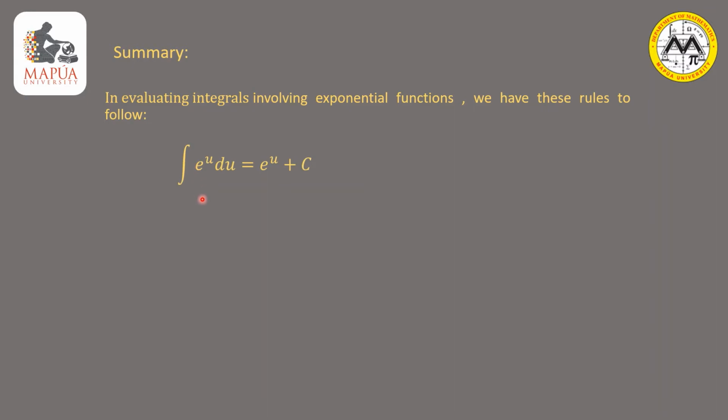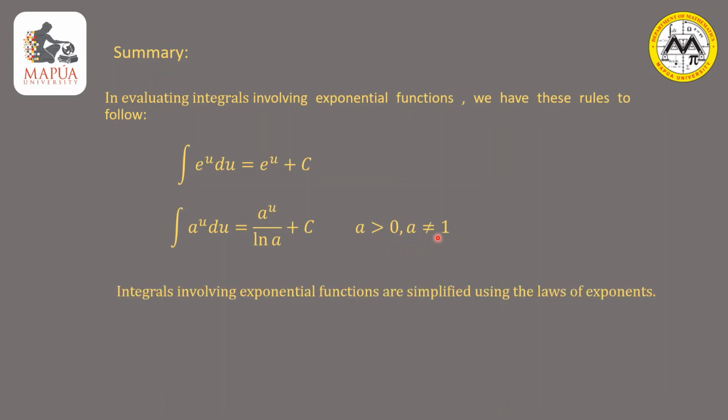Summarizing what we have taken up in this lesson, in evaluating integrals involving exponential functions, we have these rules to follow. The integral of e to the u du is just equal to e to the u plus c, and the integral of a to the u du is equal to a to the u divided by ln of a plus c, provided a is positive, not equal to 1, and that u is a function of x. And integrals involving exponential functions are simplified using the laws of exponents.